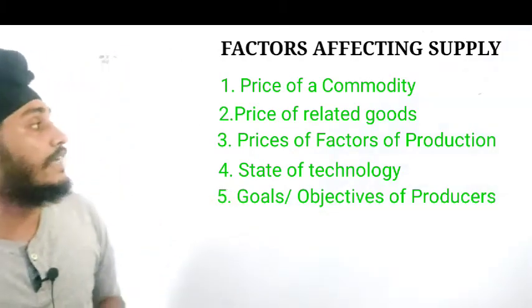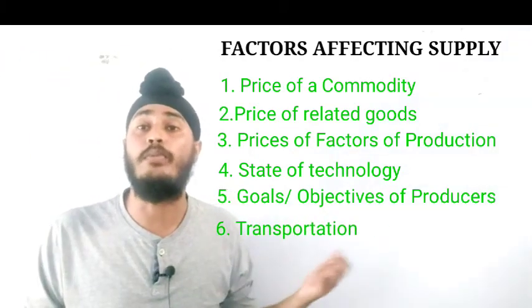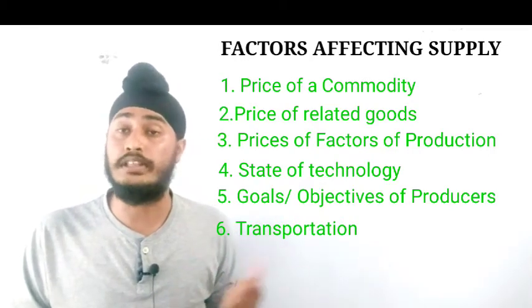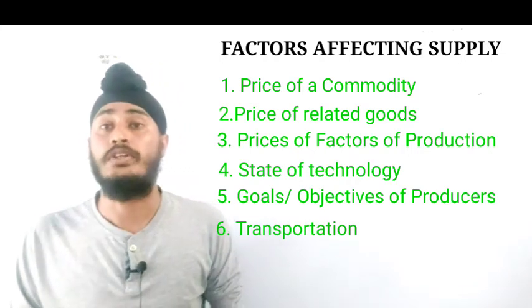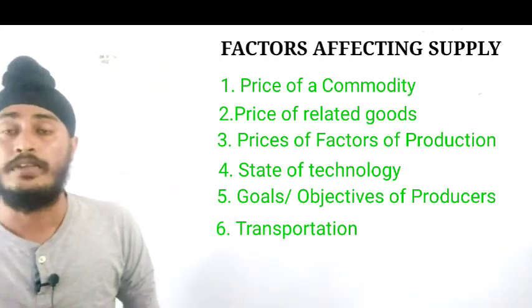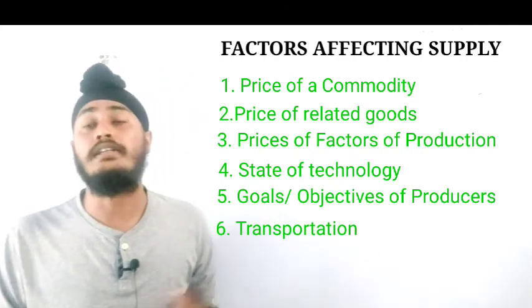The next one is transportation. If a good transportation facility is available, supply will be more. Clear? If a transportation facility is not available, it is very difficult to supply goods, so supply will be less. So these were the factors affecting supply. Today we have discussed the concept of supply, the law of supply and the factors affecting supply.